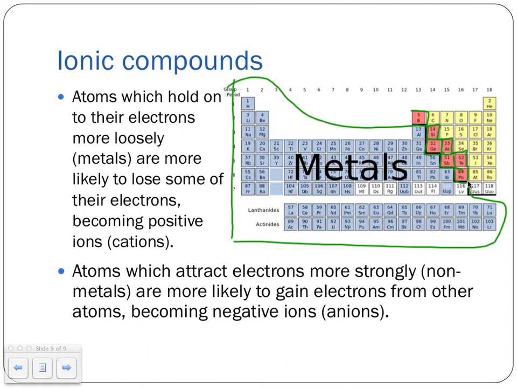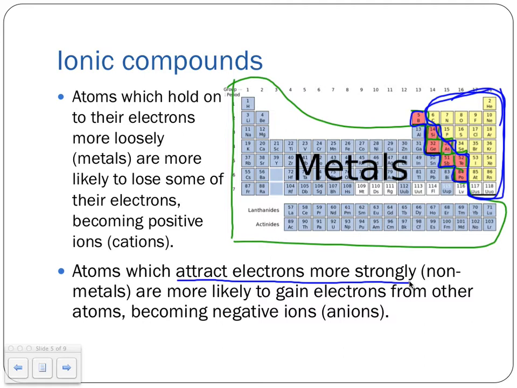The atoms on the other side over here, the elements right in there, and once again potentially including these semi-metals, the ones that have characteristics of both metals and non-metals, but this section primarily right over here, those are your non-metals. They tend to hold on to their electrons tightly, and they tend to attract outside electrons more strongly.